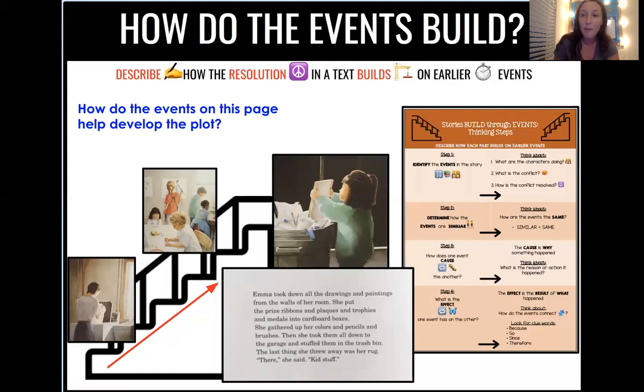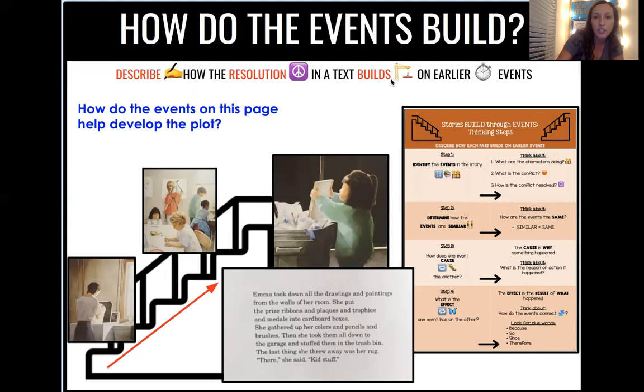If we think about step three and step four, how does one lead to the other? How does one cause one to have another effect? Then we can think about, first Emma's mom washed the rug, then Emma was upset and not acting like herself at school. That caused her to decide to throw her rug away. That caused her to have the result or have the effect of getting rid of her rug.